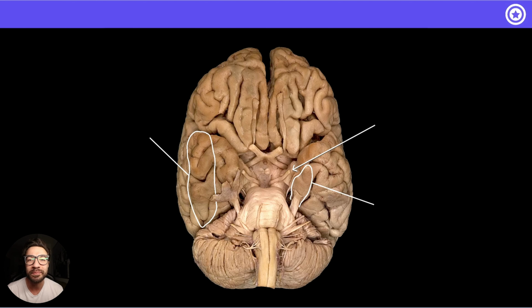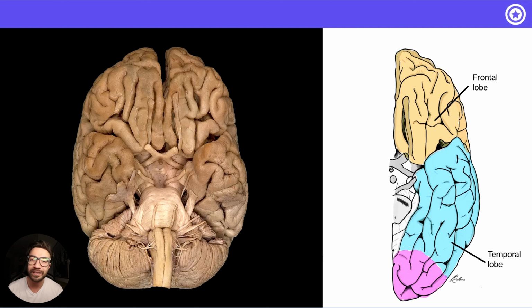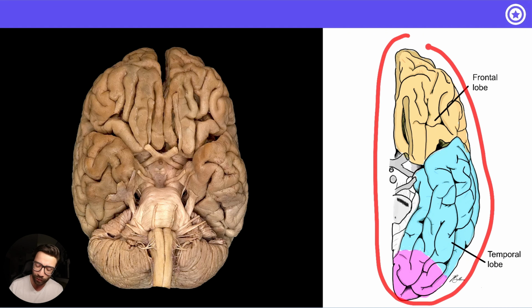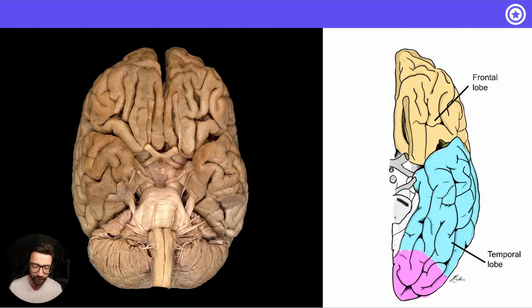John here from Anatomy Bootcamp, and in this dissection we're going to be taking a look at some of the features of the cerebral cortex viewed from an inferior aspect of the brain. So first, we need to get ourselves oriented. This is going to be the right hemisphere. We're viewing it from an inferior aspect.